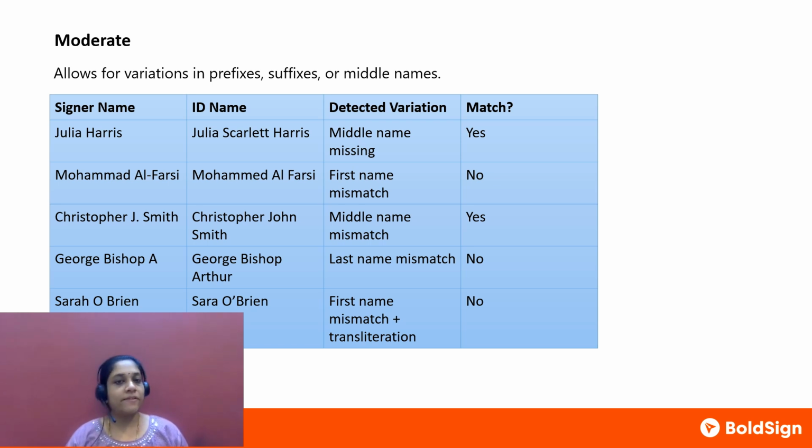However, not all the differences are allowed. So, if the signer is Mohammad Al Fazi and the ID says Mohammad Al Farsi, the name spelling variation is too significant and the match is rejected. Likewise, George Bishop A versus George Bishop Arthur involves a last name mismatch, which is not accepted under moderate rules.